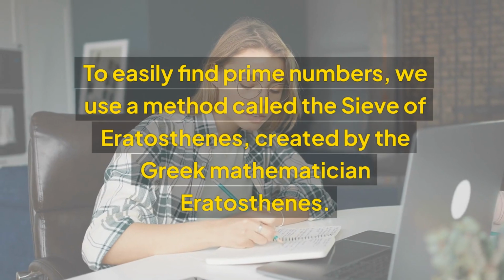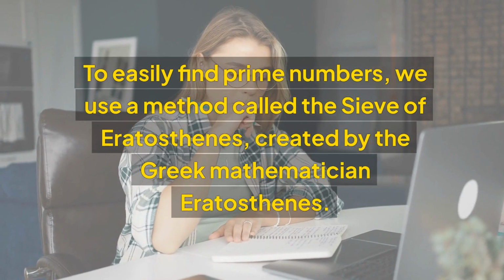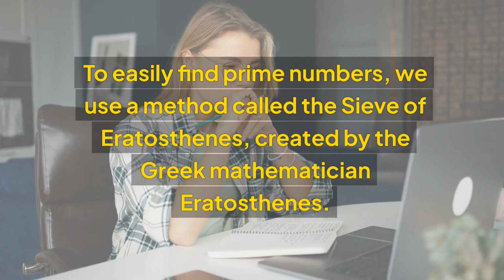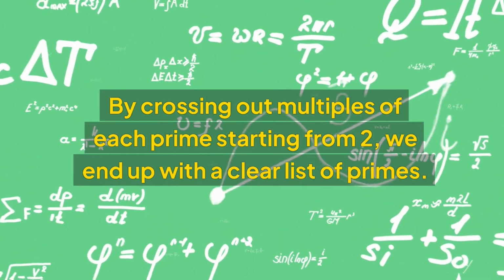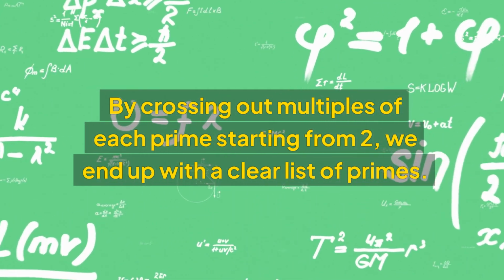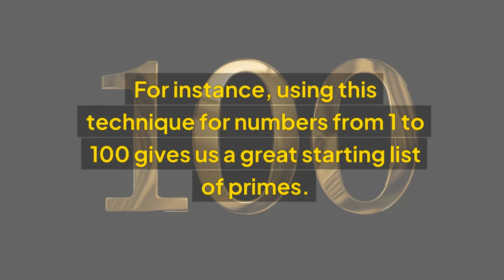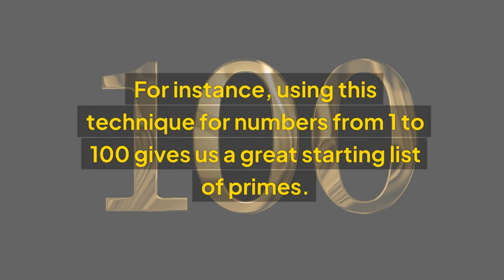To easily find prime numbers, we use a method called the sieve of Eratosthenes, created by the Greek mathematician Eratosthenes. By crossing out multiples of each prime starting from 2, we end up with a clear list of primes. For instance, using this technique for numbers from 1 to 100 gives us a great starting list of primes.